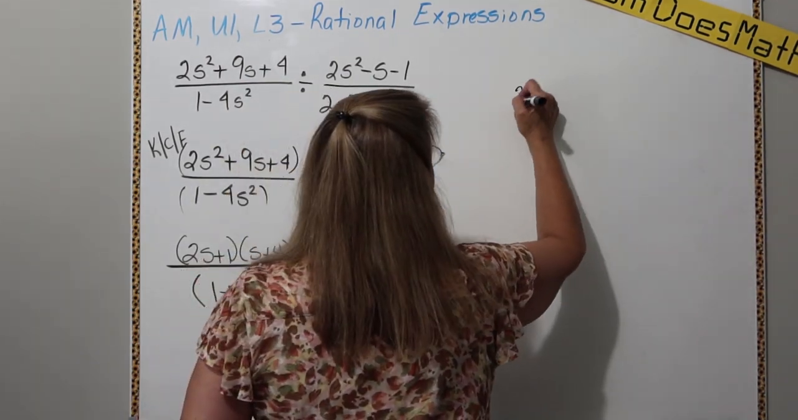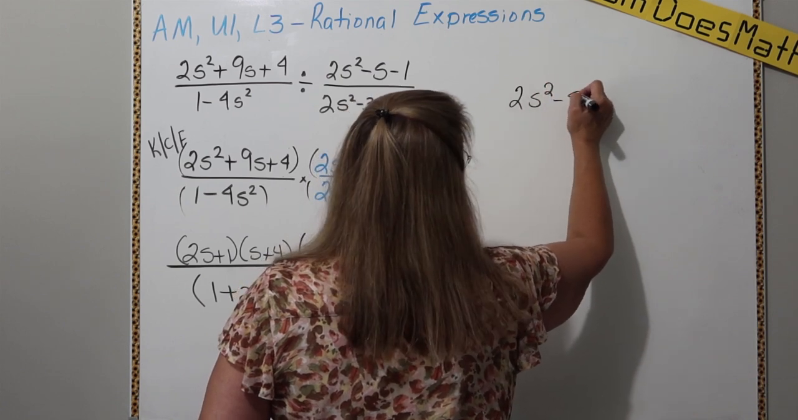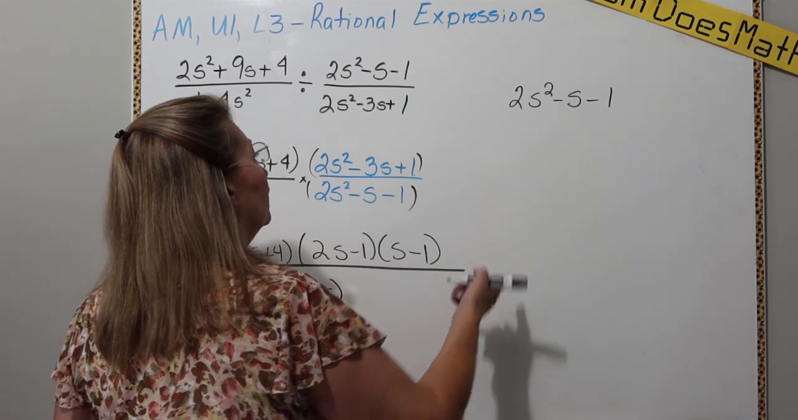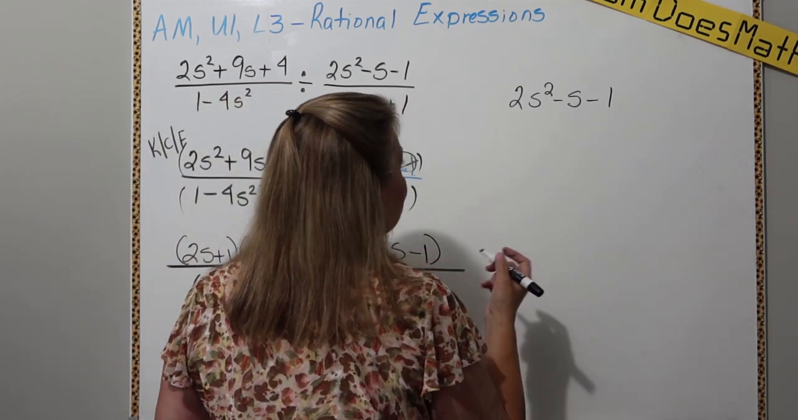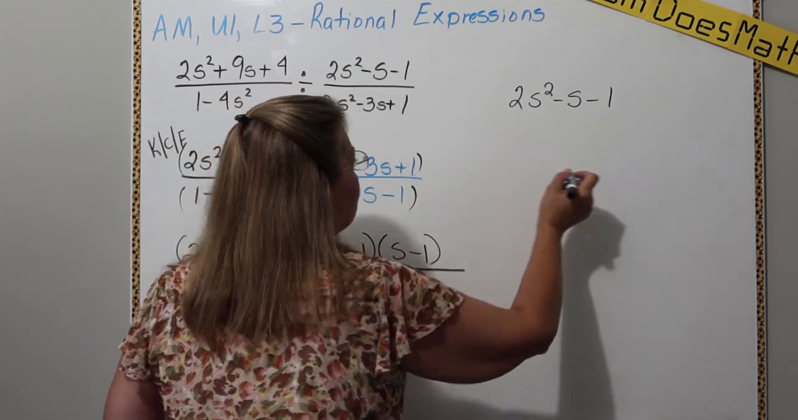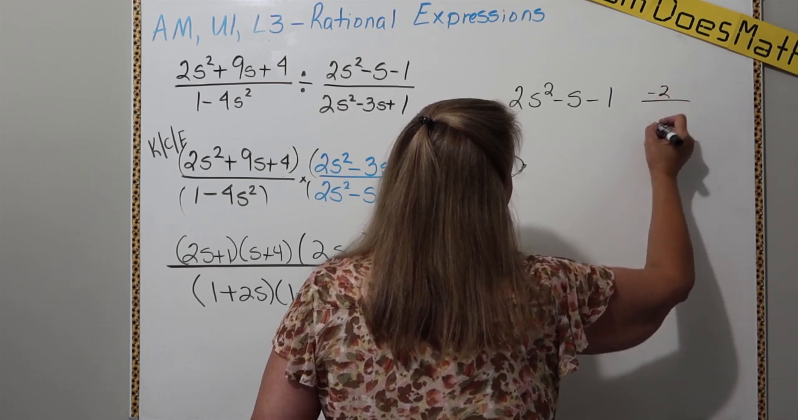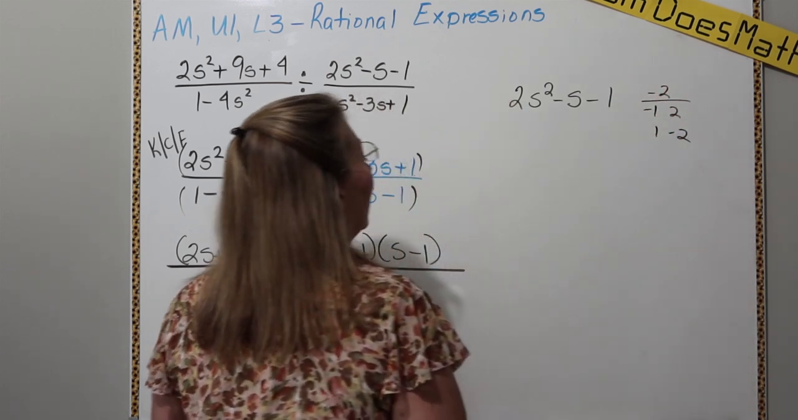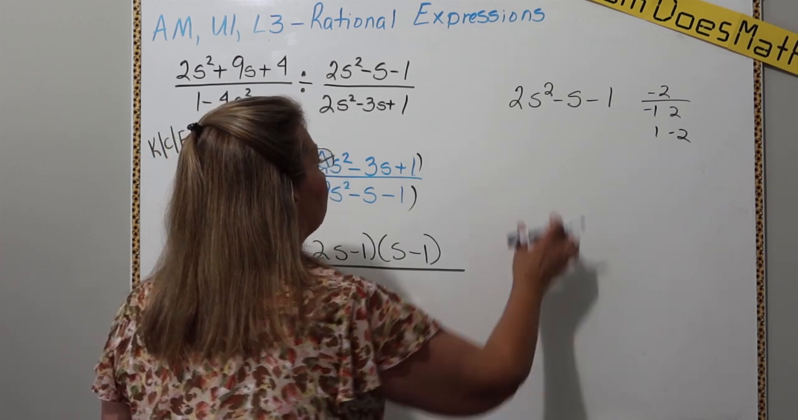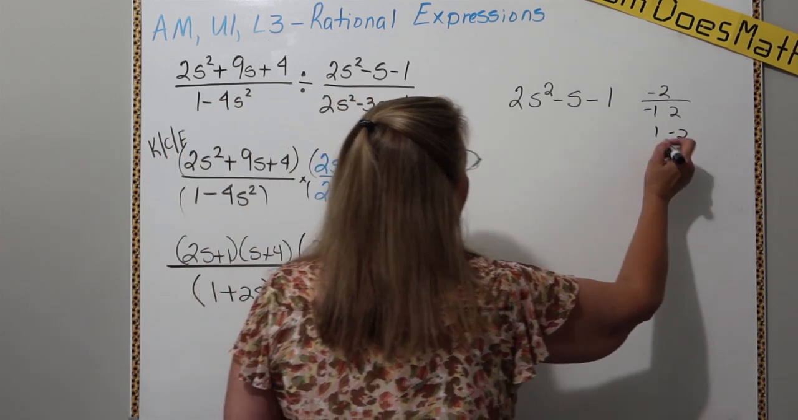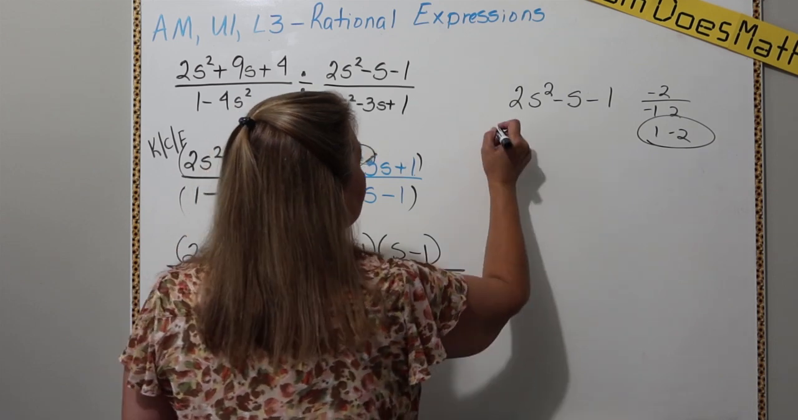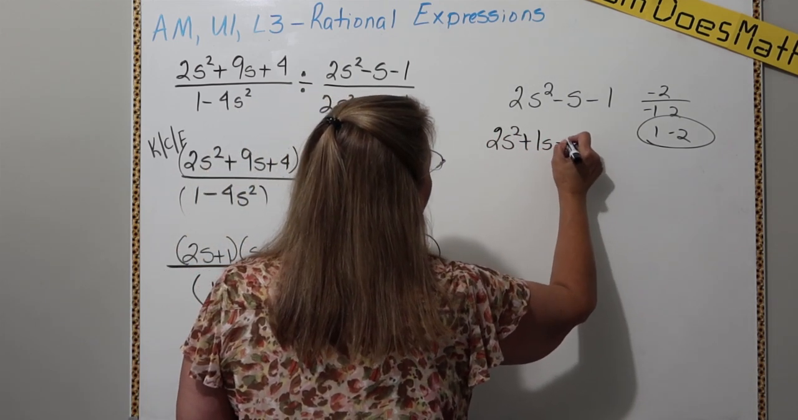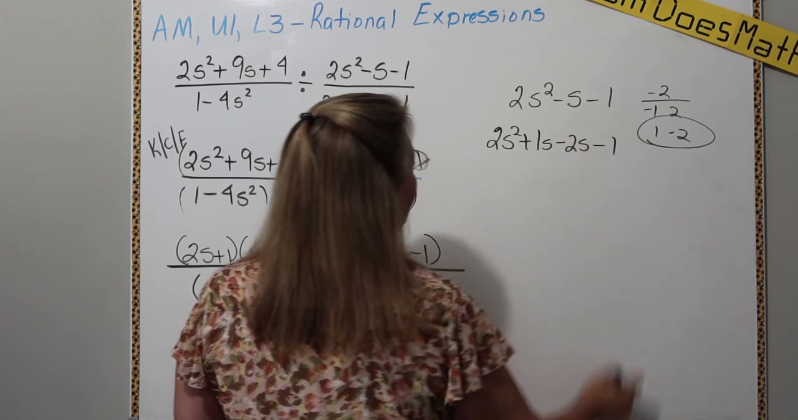Alright, so I have 2s squared minus s minus 1. No greatest common factor, trinomial, coefficient in front of the first term, tells me AC method. 2 times negative 1 is negative 2. So I'm going to have negative 1 positive 2, positive 1 negative 2. I want the pair that will add up to give me negative s. So that's going to be this one. So I have 2s squared plus 1s minus 2s minus 1.